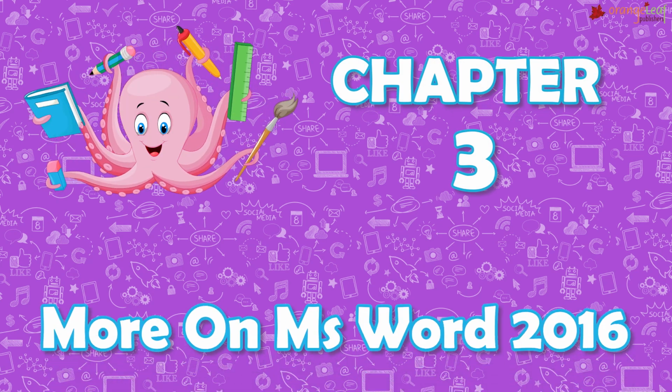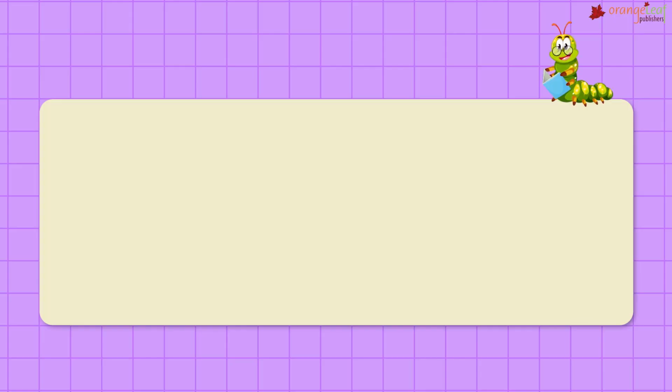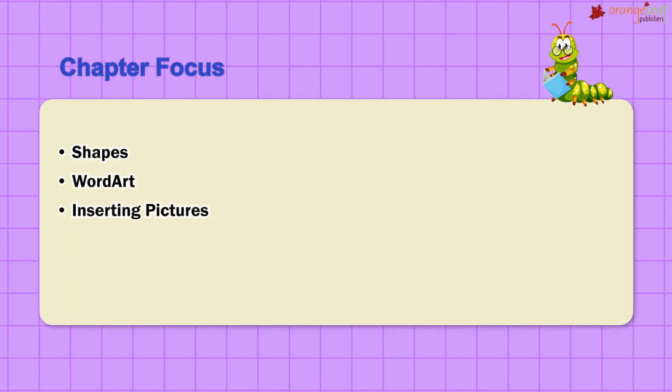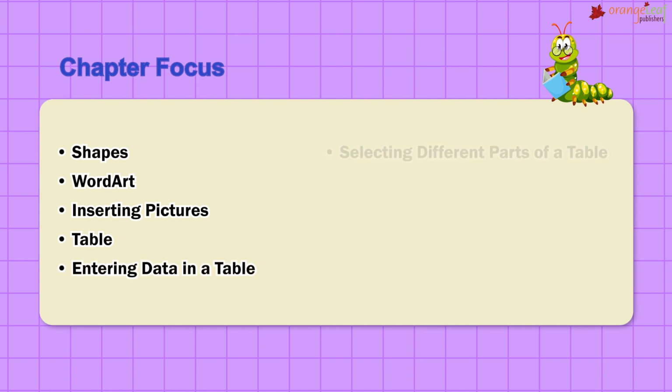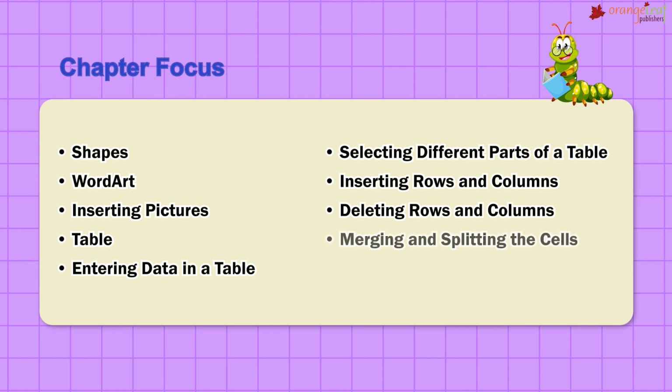Chapter 3, More on MS Word 2016. Let's quickly see what we are going to focus on in this chapter. Shapes, WordArt, inserting pictures, table, entering data in a table, selecting different parts of a table, inserting rows and columns, deleting rows and columns, merging and splitting the cells, formatting a table.